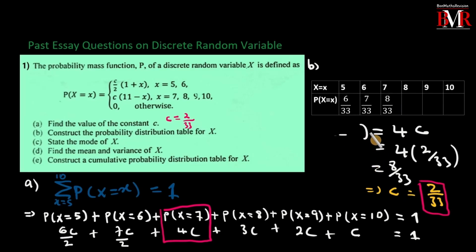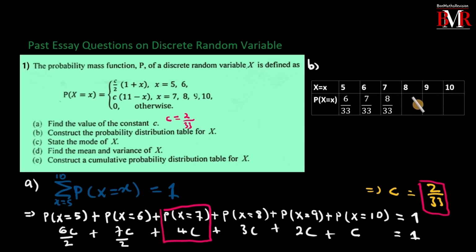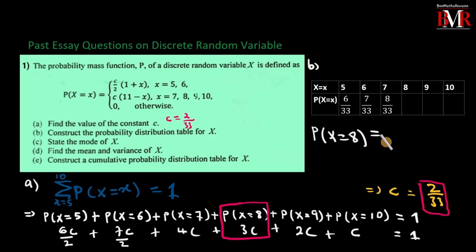Now the probability of x equals 8 is 3c. That is, the probability of x equals 8 is equal to 3c. So which is the same as 3 times 2 on 33. 3 times 2 is 6. That means it is 6 over 33. So it means that here is 6 over 33.